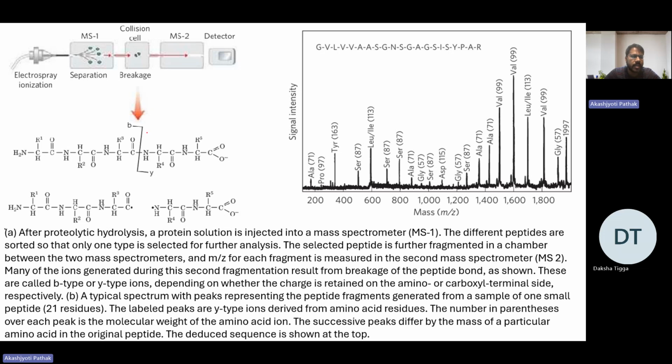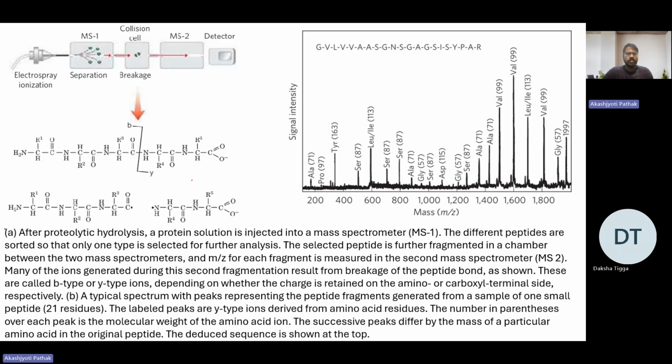So now look at this figure here. In this collision cell, there is again fragmentation of this particular peptide fragment, and you are getting two different ions. One is the B ion, and another is called the Y ion. So the B ions are charged at the amino terminal, and the Y fragments that are produced are charged at the carboxy terminal. Okay, so the Y ions and B ions are distinguished on the basis of which charge is present at the terminal of the peptide. So that is what is explained over here.